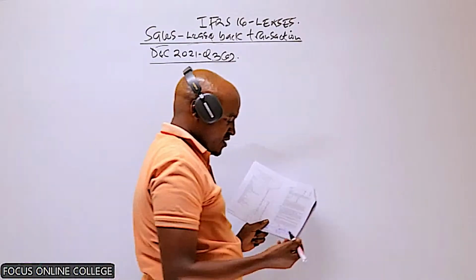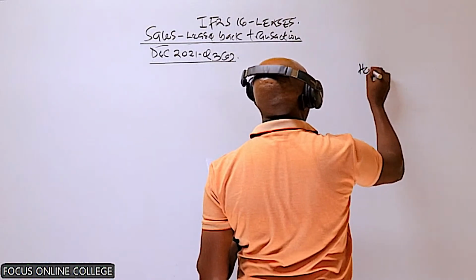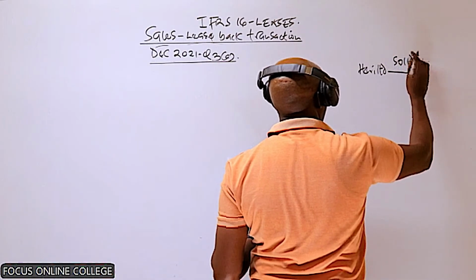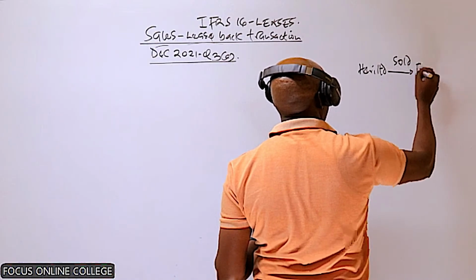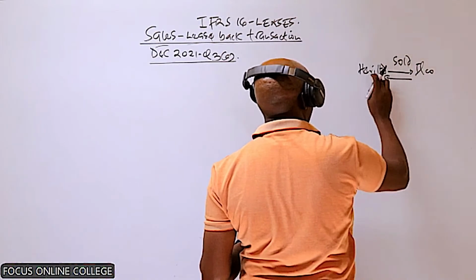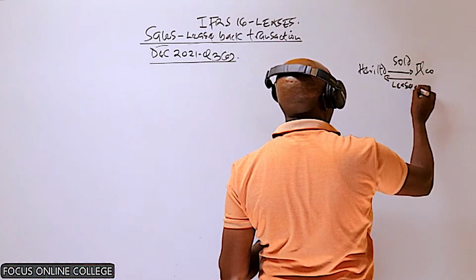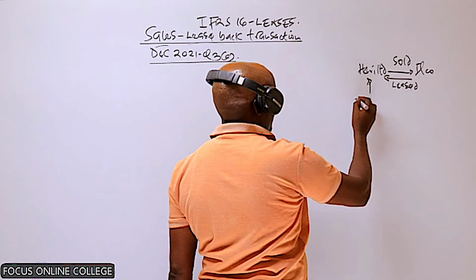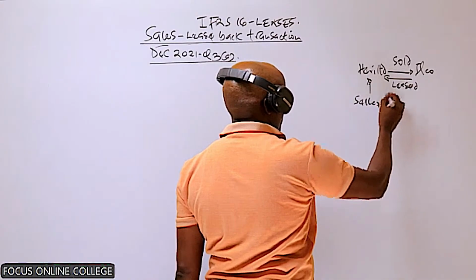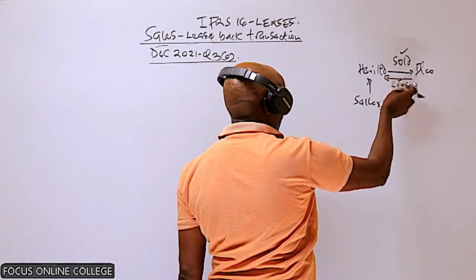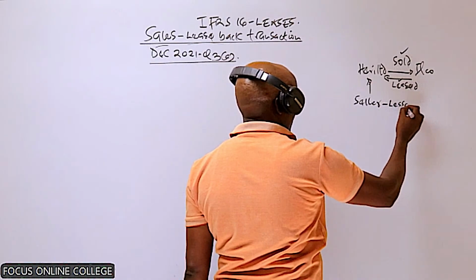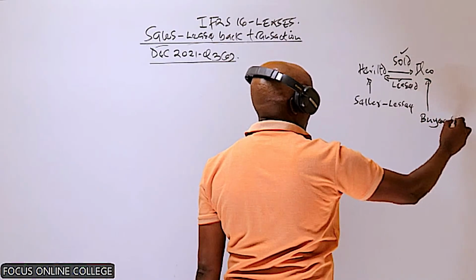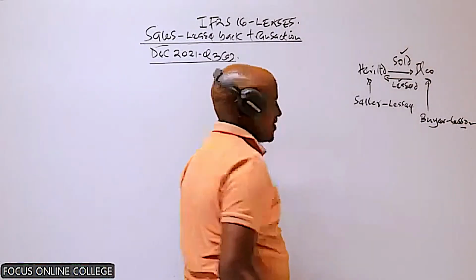So basically, it is important for you to note that here we have two companies. We have this company which is called HN Limited. This is the company which sold the building to a finance company, and immediately leased back that particular asset. It means that this company will be the seller-lessee, whereas this finance company is the buyer-lessor. That is the first thing you need to know.